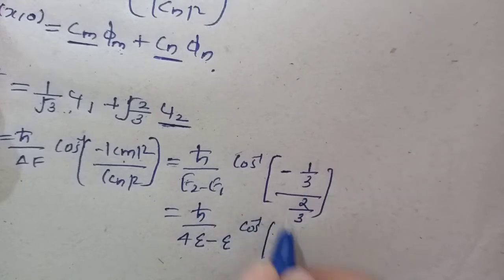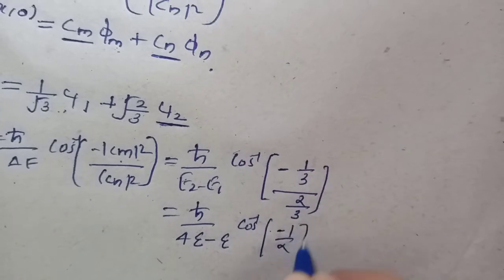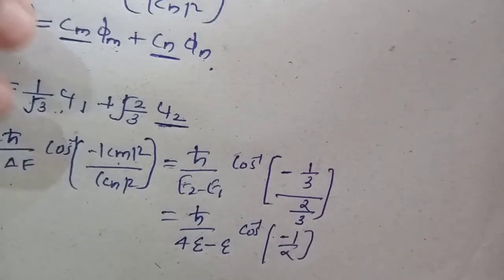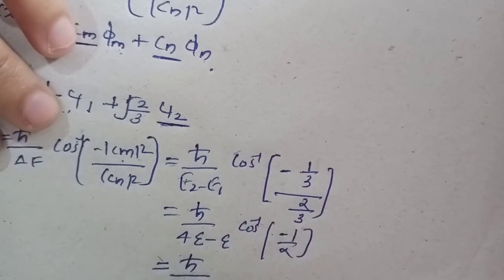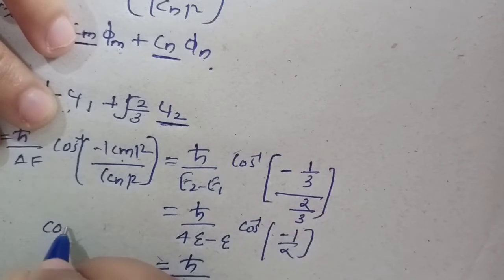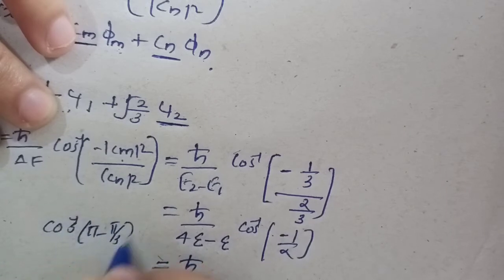Cos inverse of that is minus 1 by 2. Cos inverse of minus 1 by 2. So h cross divided by 3 epsilon, and cos inverse of minus 1 by 2, that is cos inverse of pi minus pi by 3.